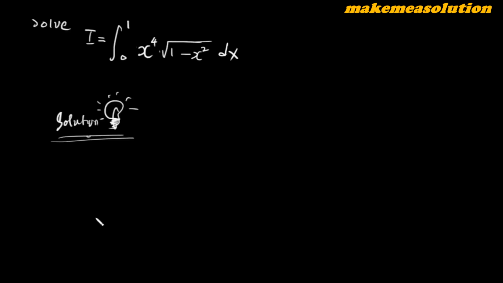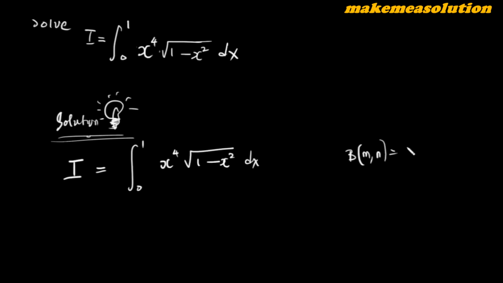Now, to solve this integral, I is the integral from 0 to 1 of x to the 4 times the square root of 1 minus x squared dx. So remember, our beta function for m comma n is the integral from 0 to 1, let me use the variable u, of u raised to the power of m minus 1 times 1 minus u to the n minus 1 du. Okay, so this is my beta function.